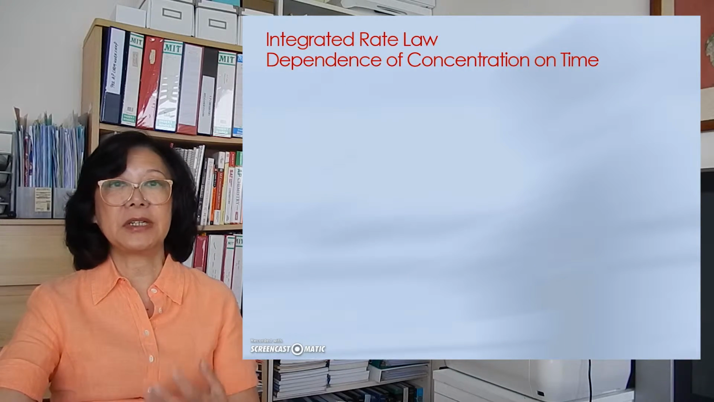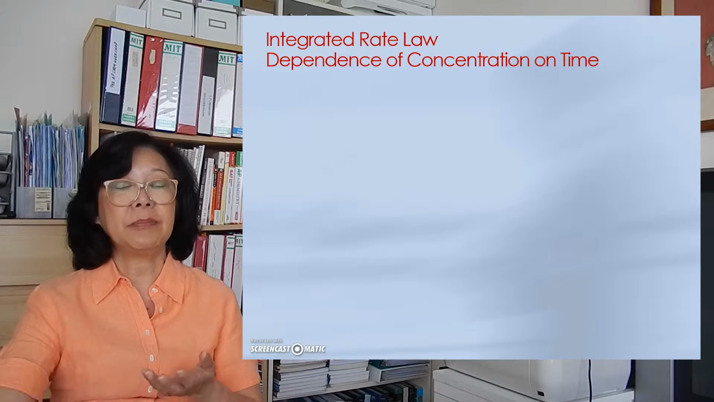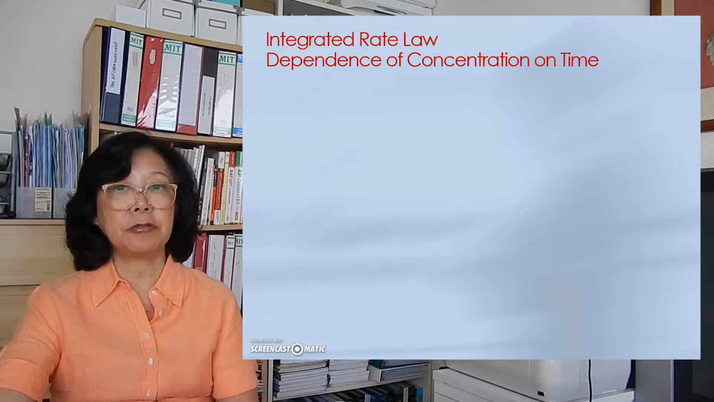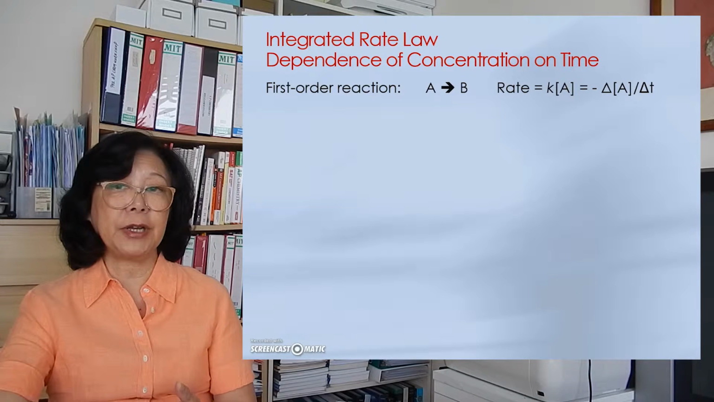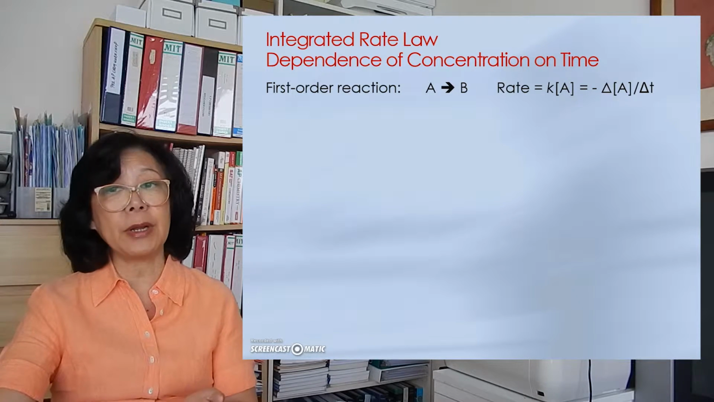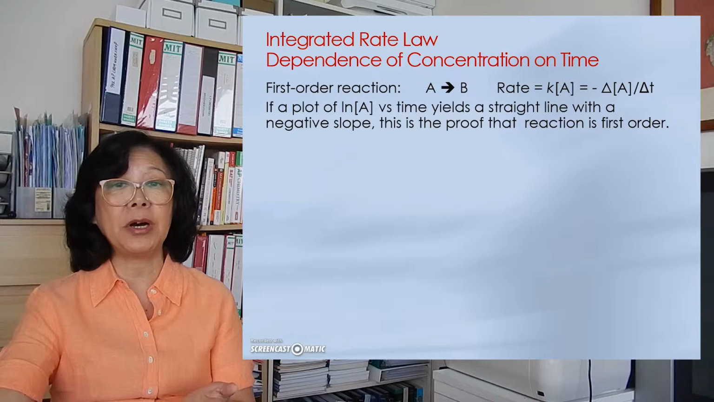Now we're going to talk about the second kind of rate law, which is called the integrated rate law, because it ties the concentration to time. The concentration is dependent on time. Now remember, in the first order reaction, when we write the differential rate law, rate is equal to rate constant k times A raised to the power 1.